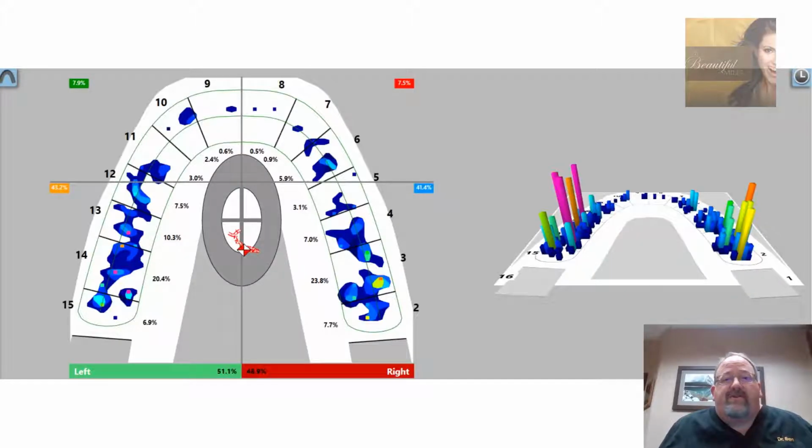All right, so today I wanted to share a case that came in last month, and she wanted to get care established with the office. And as a matter of a cursory screening, we use a T-scan to evaluate occlusion.